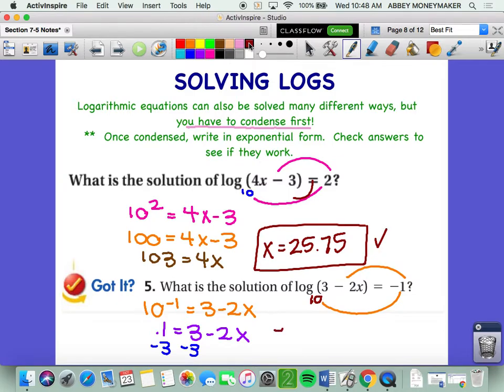Negative 2.9 equals negative 2x. X equals positive 1.45. All right. Last thing. What should you do? Check for the extraneous solution. Make sure it actually works. Plug in 1.45 for x. See if you actually get negative 1. It actually works. Yes.